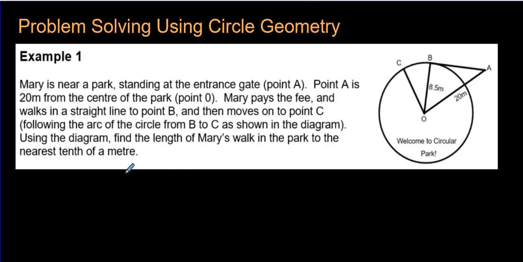Hey folks, this video is about how to solve problems. Usually that means solving problems having to do with real life, which often doesn't come up in math, but when it does, it's pretty cool. Today we're going to solve problems using circle geometry, and we are going to figure out the distance that Mary, who is standing right here, takes to walk from A to B, and then along this circular part, or arc, as we call it, from A to B, and then to C.